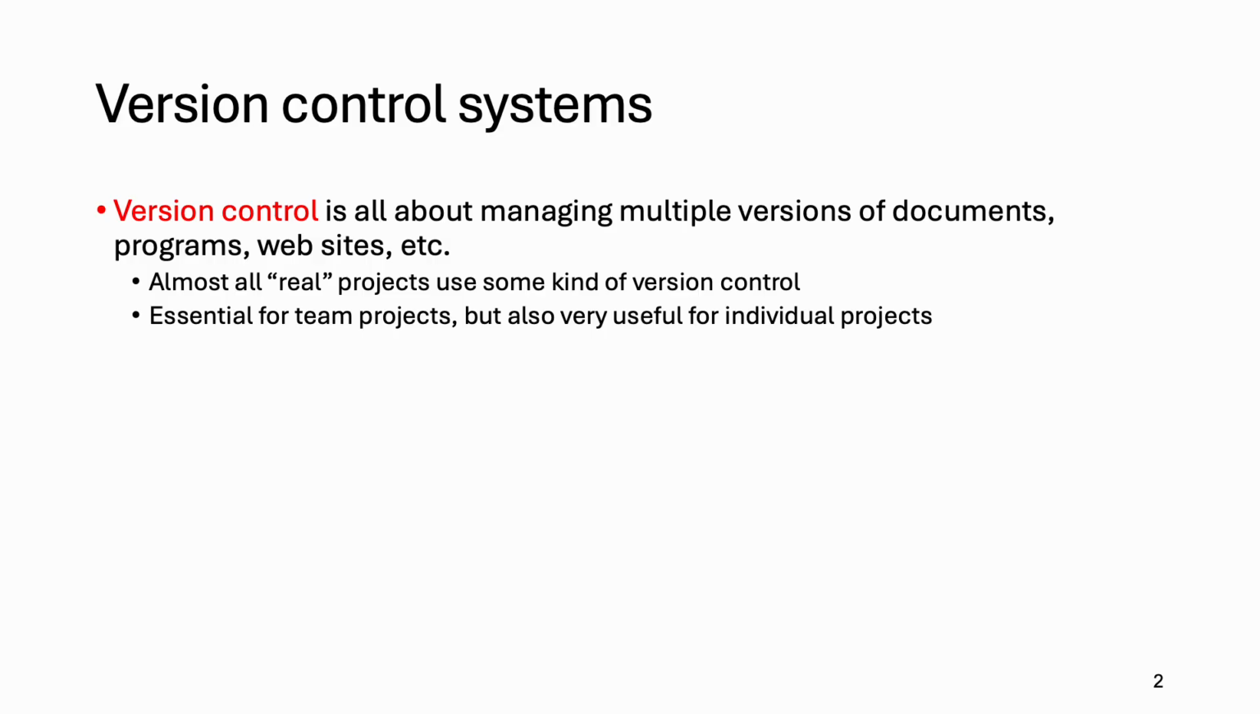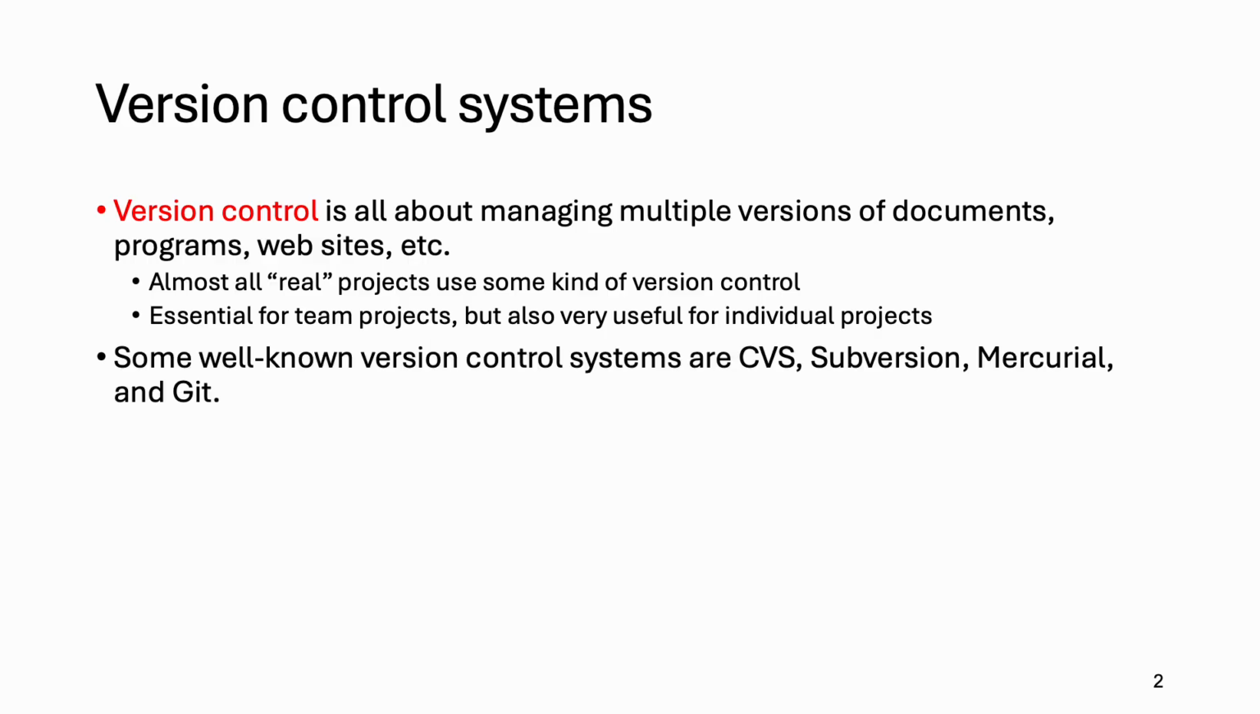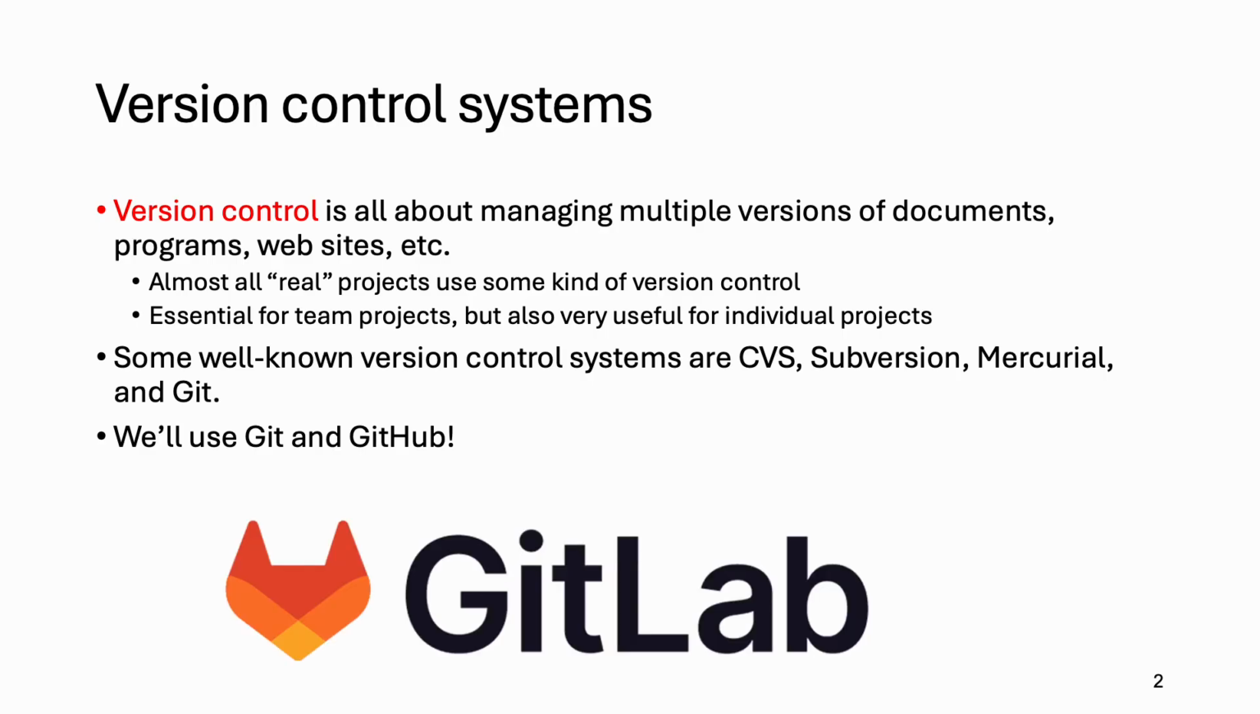It's really helpful for team projects because different people can make their changes and then you can merge them, but also it keeps a sort of time machine if you have an individual project that lasts a while. Version control systems include CVS, Subversion, Mercurial, and Git. In this particular class, we will talk about using Git and GitHub.